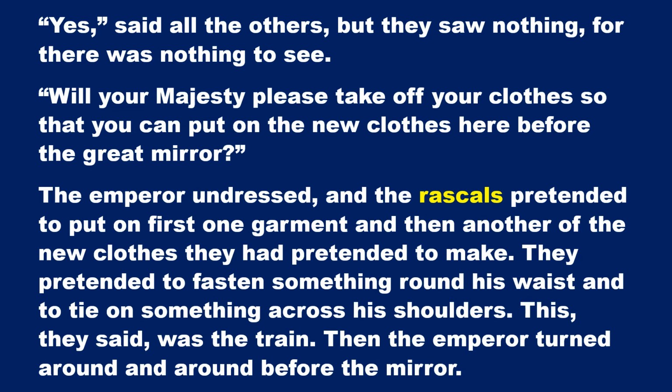"Will your majesty please take off your clothes so that you can put on the new clothes here before the great mirror?" The emperor undressed, and the rascals pretended to put on first one garment and then another of the new clothes they had pretended to make. They pretended to fasten something round his waist and to tie on something across his shoulders. This, they said, was the train. Then the emperor turned around and around before the mirror.